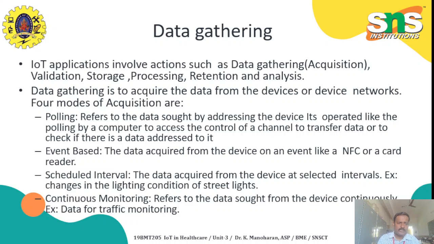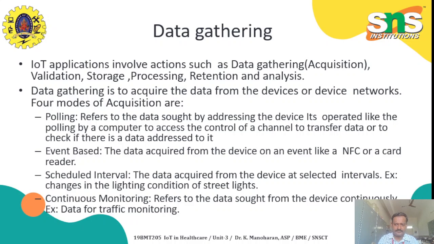Third one, scheduled interval. It will have scheduled interval gaps. For example, every 10 minutes once we read the data. That is called scheduled intervals. So the data is acquired from a device at selected intervals. An example is the change in light conditions of street lights. Whenever it is morning 6 o'clock, we have the sun, so the lights will be turned off. Whenever it is evening 6 o'clock, if there is no sun, we can turn on the street lights. So it will be scheduled.